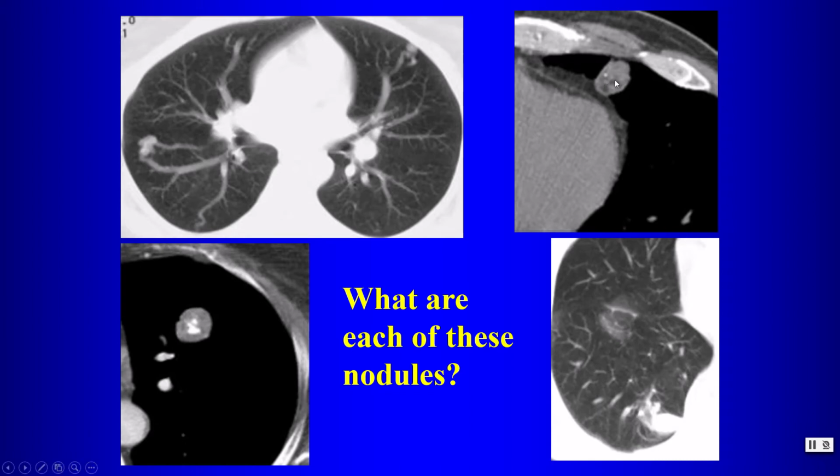This lesion here, it looks like there's low attenuation. That is the same attenuation as fat. So here we would think of a hamartoma. Here's a lesion that might have popcorn calcification. So again, you might think hamartoma.